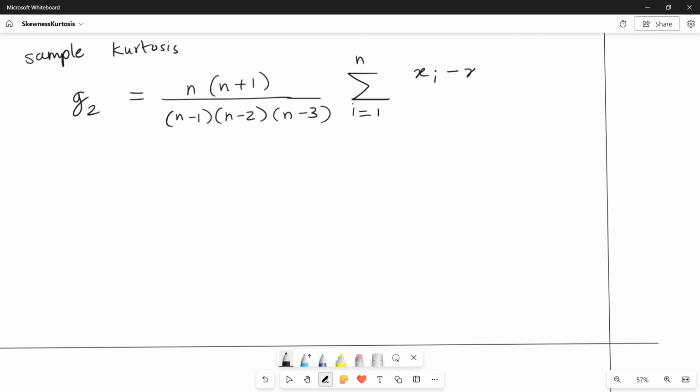xi minus x bar upon s raised to power 4. In case of skewness, it was power 3. In case of kurtosis, it is power 4.